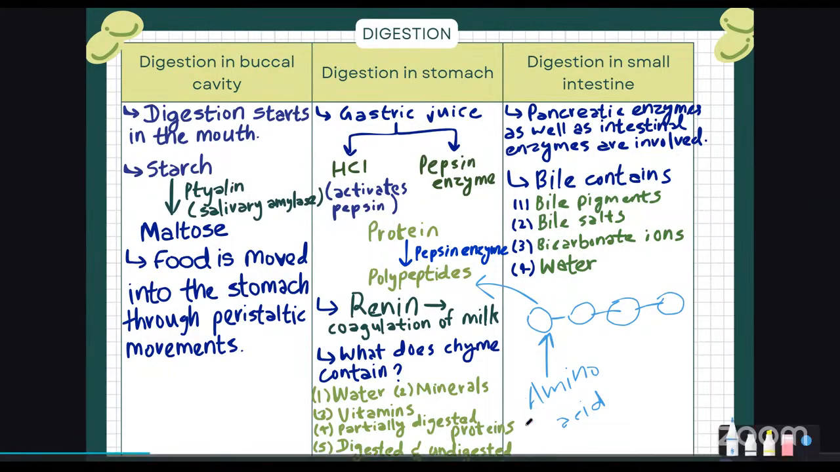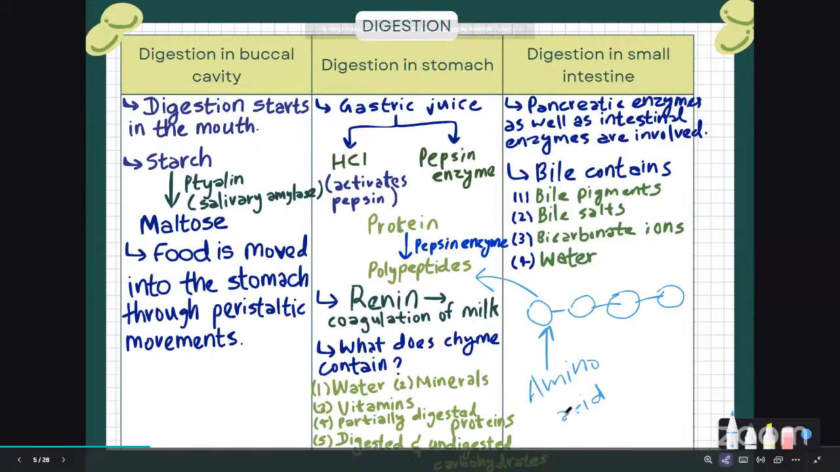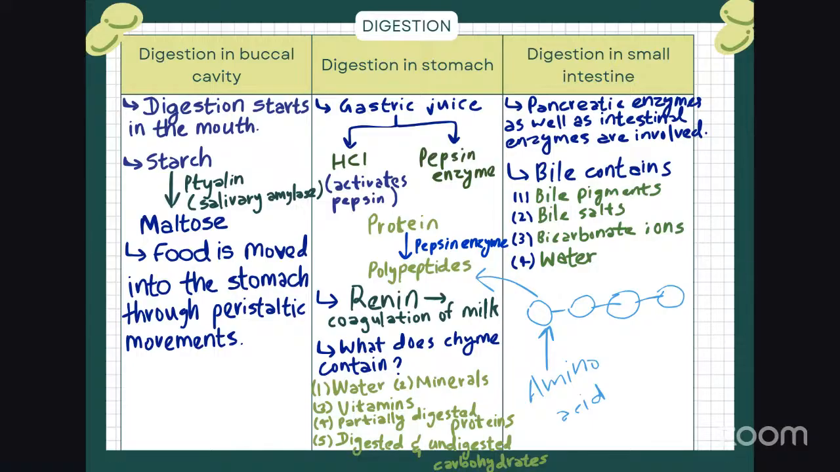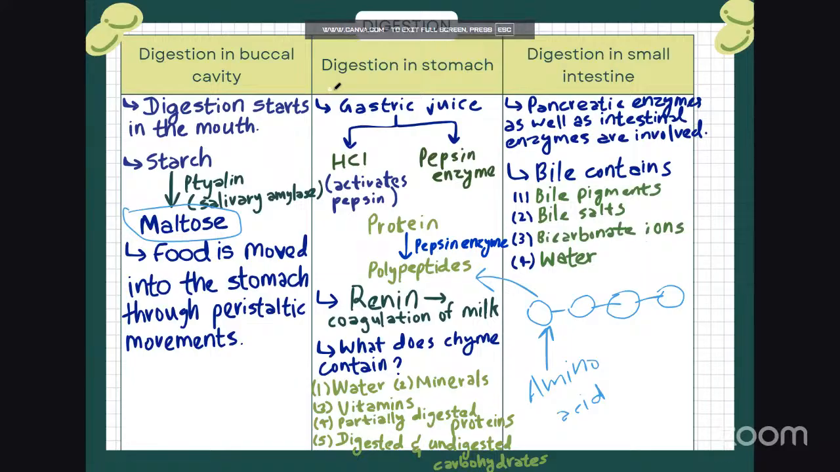You all can't see that part because of this, right? Let me go back. Okay, still it's not visible. Anyways, we have water, minerals, vitamins, partially digested proteins, as well as digested and undigested carbohydrates. So, what is the digested carbohydrate that's present? May I know that? No, the digested carbohydrate that we have is maltose. Remember maltose from what happened in the mouth? Right, okay.